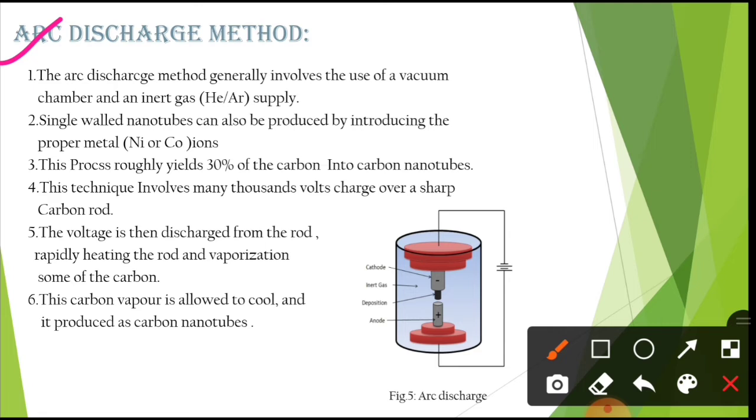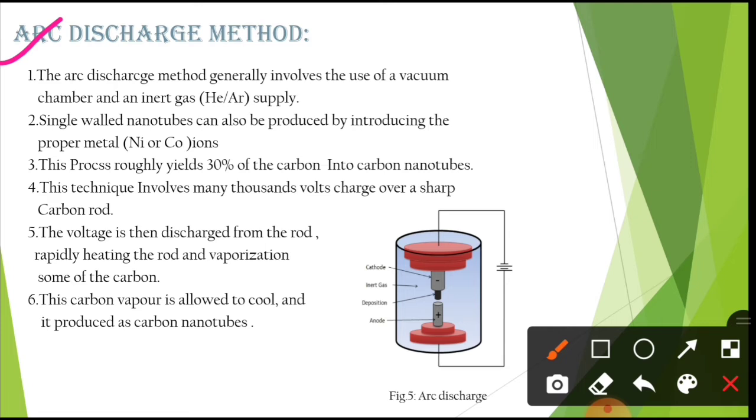Then we pass helium or argon gas at 400 megavolt. Then we need to supply high voltage electricity. When we supply high voltage of electricity, we are giving electrons to the carbon rod.